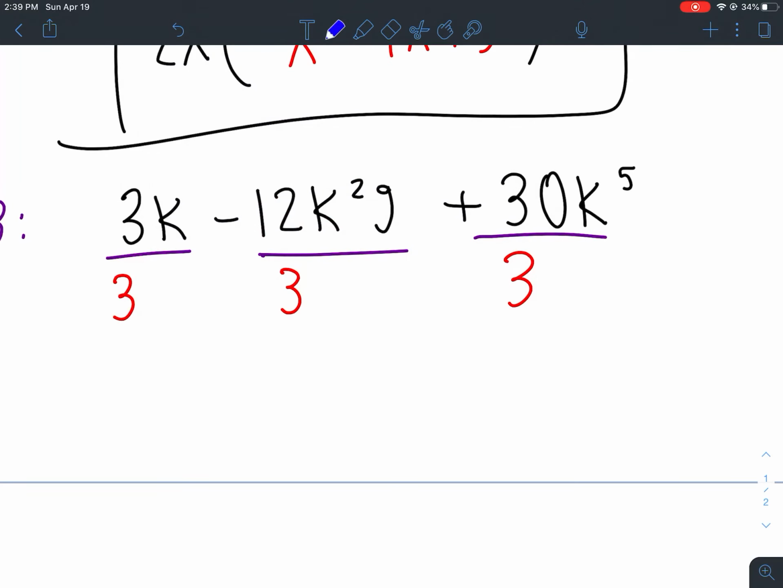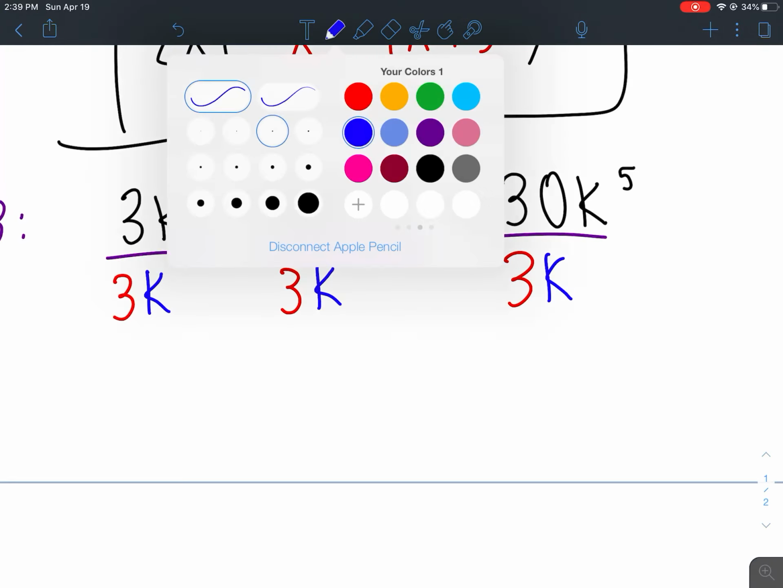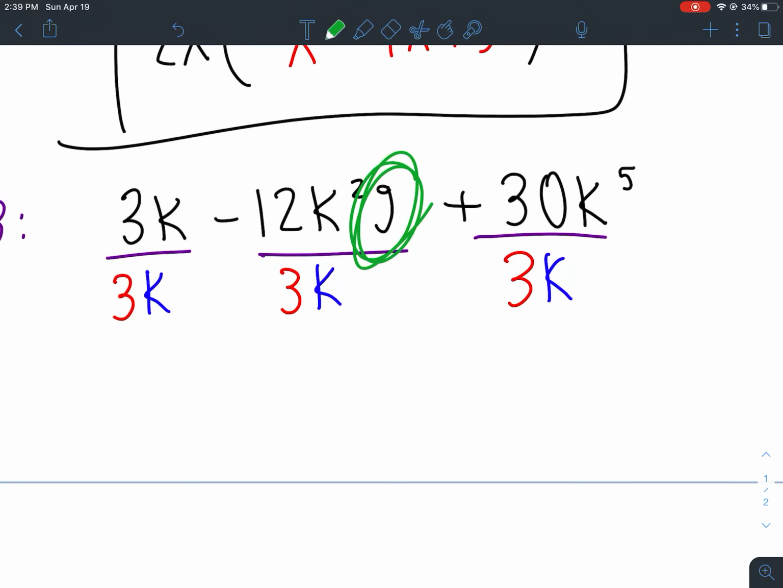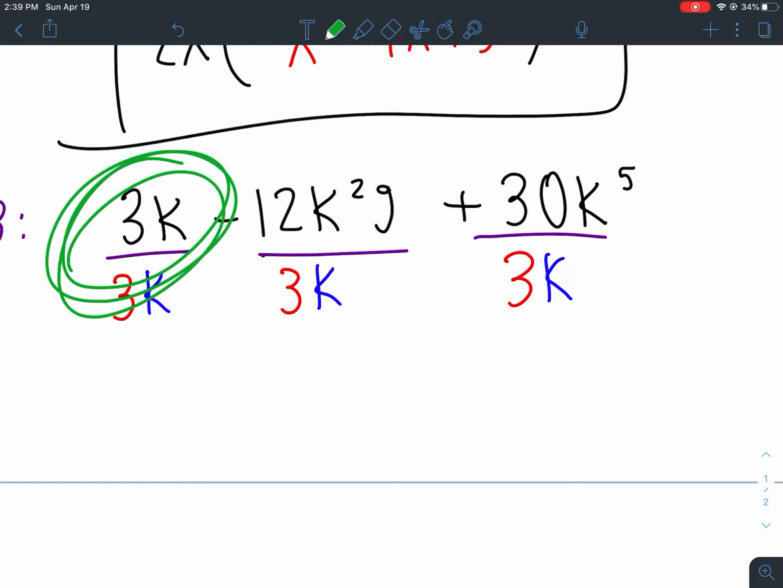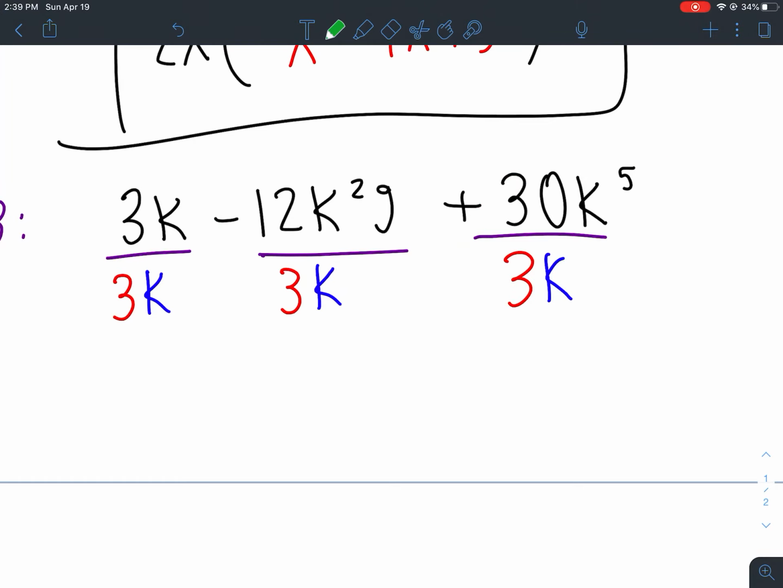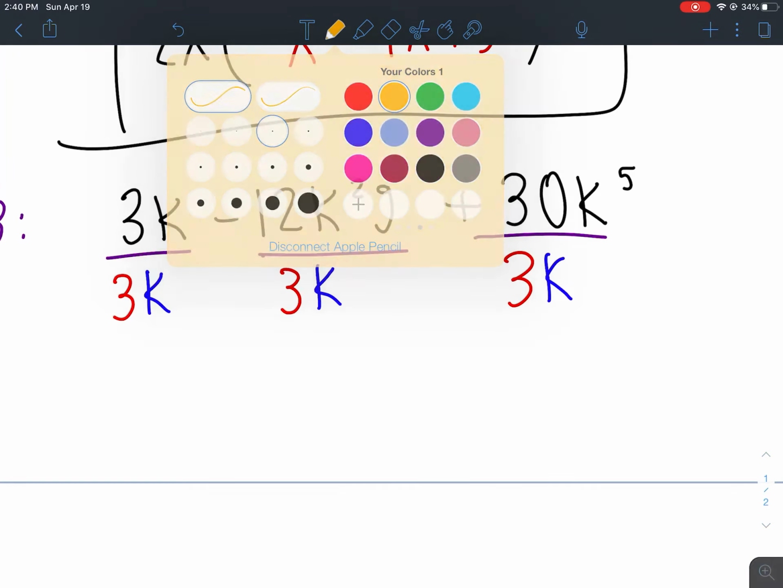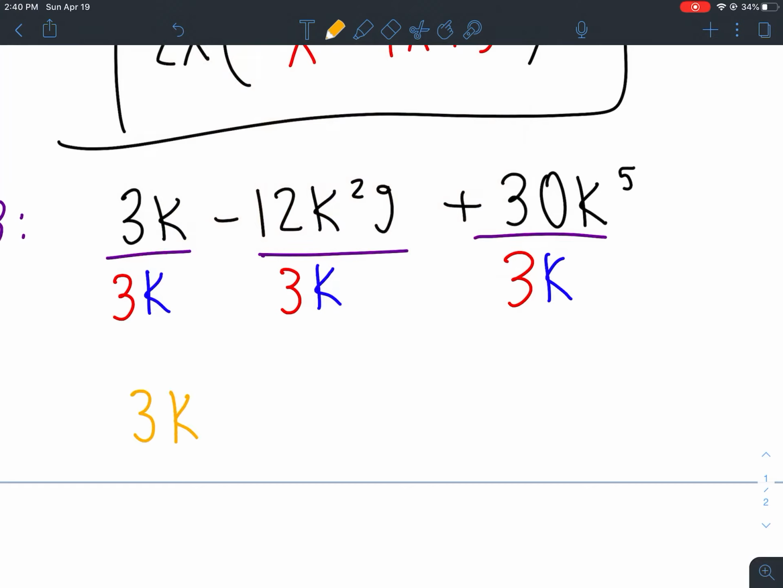All right, the next variable I see is the k's. Now, the first term has 1k, the second has 2, and the last one has 5. So what's the most amount of k's that I can factor out here? Only 1. I can only take out 1k. The reason why is because this guy only has 1. If I take out too much, we're going to be in debt. Now the next variable I see is this g here. Can I take out a g from every term? No. The first term does not have a g, and neither does the last term. So if that's the case, I cannot take out any g's. So the largest thing I could take out, my greatest common factor, is going to be 3k.